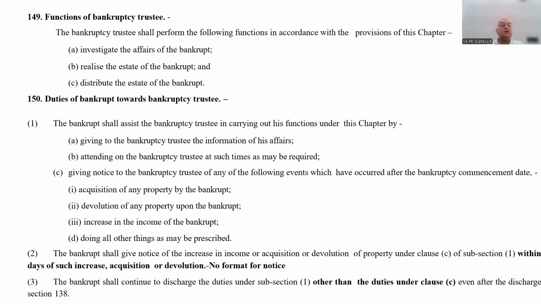Now, what are the duties of the bankrupt towards the bankruptcy trustee? The bankrupt shall assist the bankruptcy trustee in carrying out his functions under this chapter by giving to the bankruptcy trustee the information of his affairs, attending on the bankruptcy trustee at such times as may be required, giving notice to the bankruptcy trustee of any of the following events which have occurred after the bankruptcy commencement date. Now here there is one important question, whether during bankruptcy trustee the custody and control comes with the bankruptcy trustee or it remains with the bankrupt. This is the question. Trustee, sir. Okay, any section to support this?